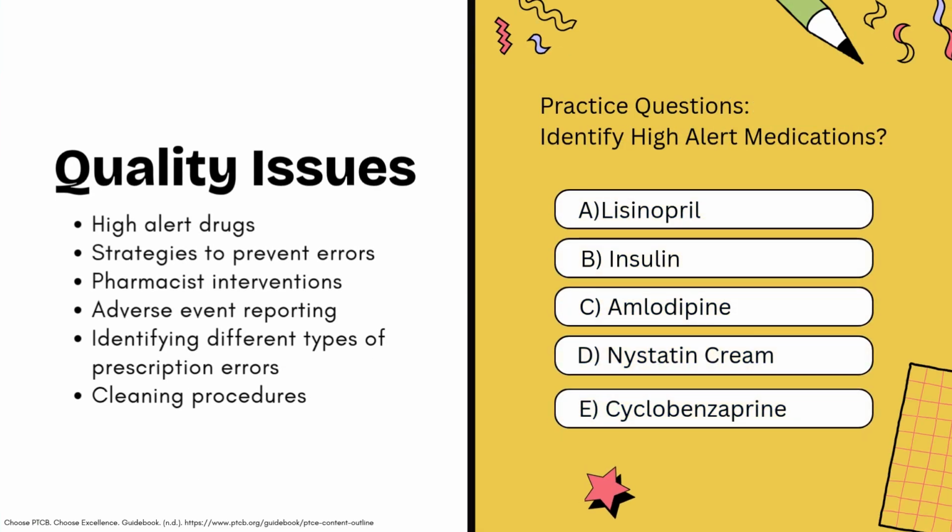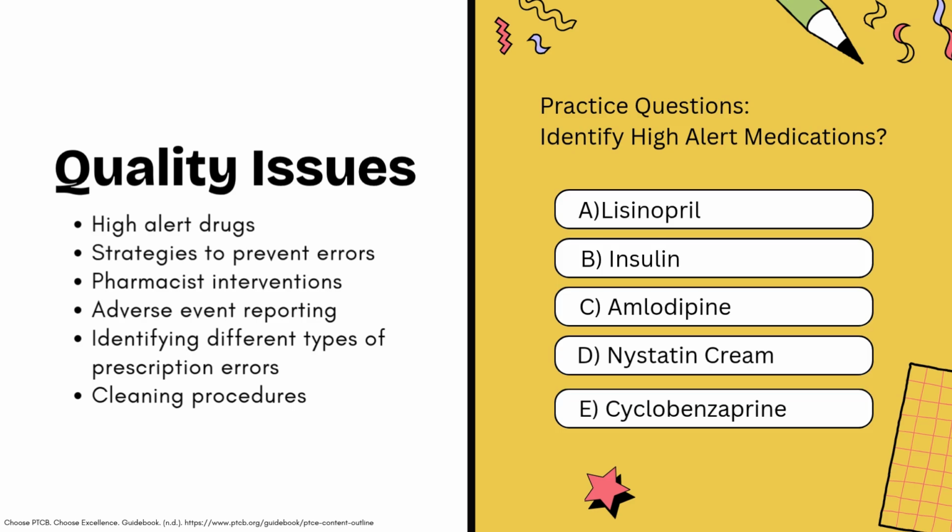The next section entails quality issues. The bullet points cover high alert drugs, adverse event reporting, and different procedures that occur in the pharmacy. One way to understand and apply this knowledge is to complete practice questions.